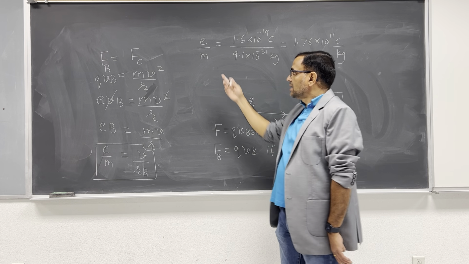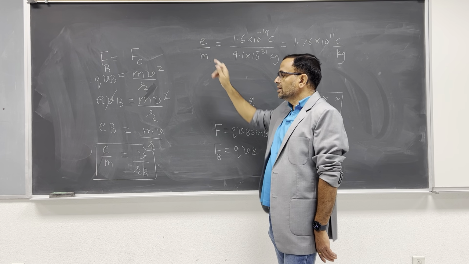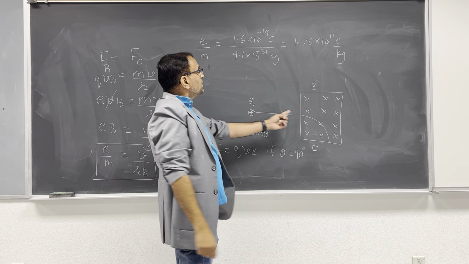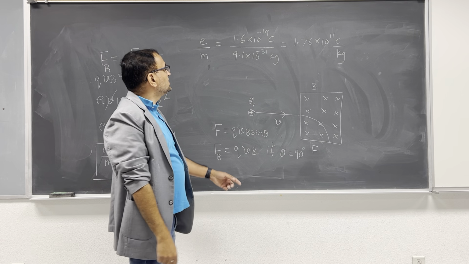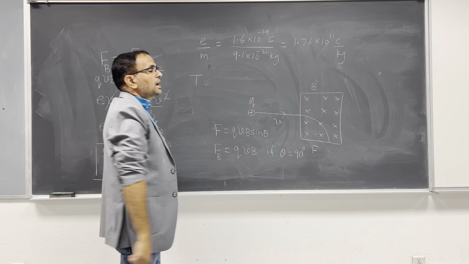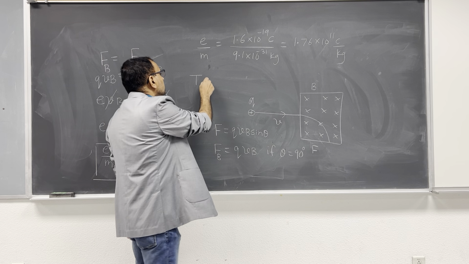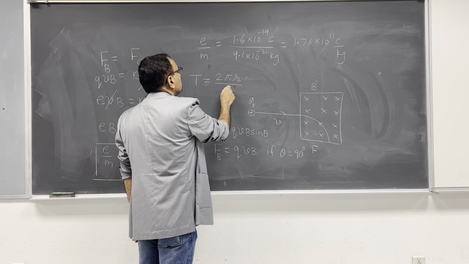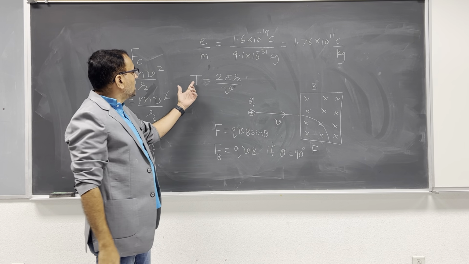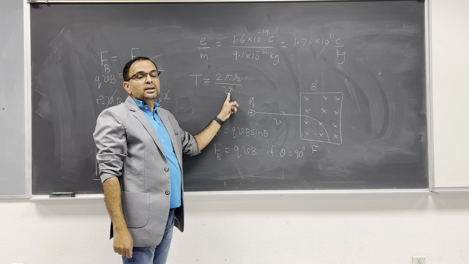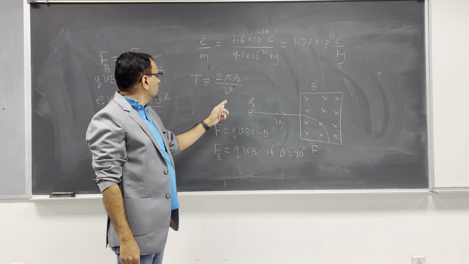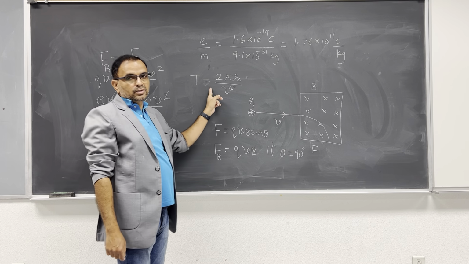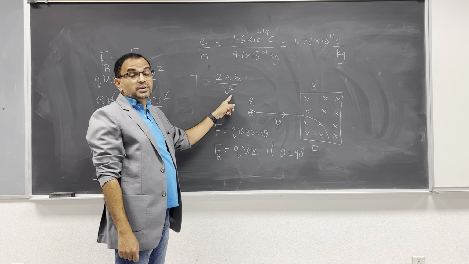Sometimes we can do the experiment here also. We can measure this e over m, and the charged particle is moving in a circular path. If T is the time period, then the time period is 2 pi r over v, where r is the radius of the circular path and v is the speed. So first calculate v from here, then you can calculate the time period also. Or if you know the time period, you can calculate the speed.